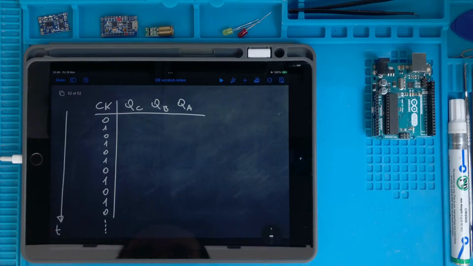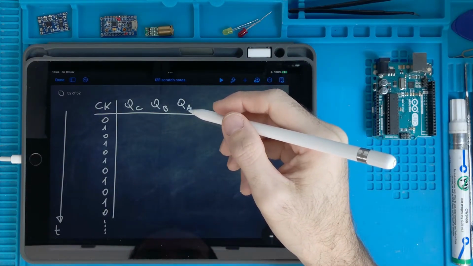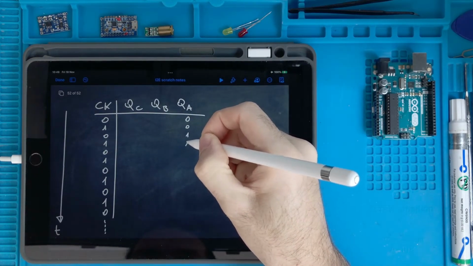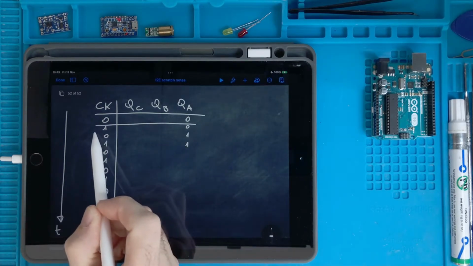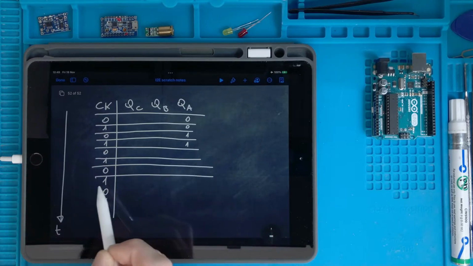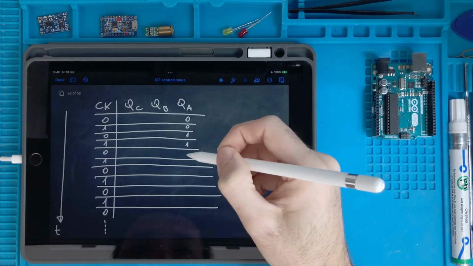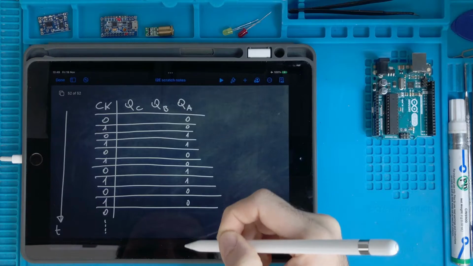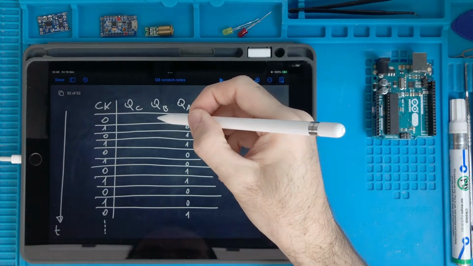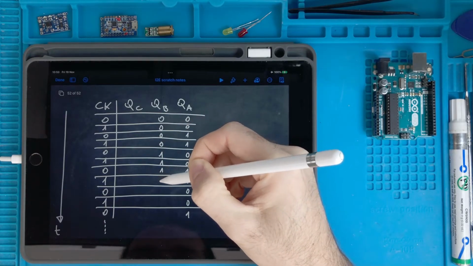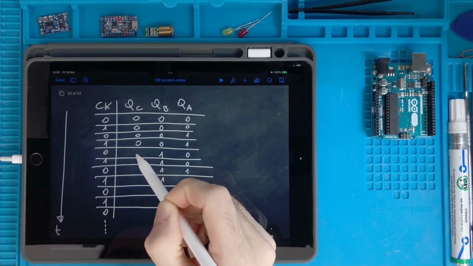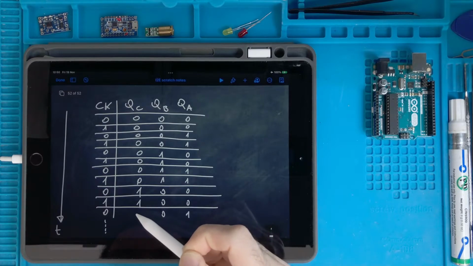We know that the first flip-flop will divide this frequency by 2. So it's like this, 0, 0, 1, 1. We should do something like this in order to better visualize it. Okay, 0, 0, 1, 1, 0, 0, and so on. So this one will divide the frequency of the clock by 1/4. So it's 0, 0, 0, 0, 1, 1, 1, 1, 0, 0, 0, and so on. This one by 1/8. 0, 0, 0, 0, 0, 0, 0, 0, 1, 1, 1, and so on.